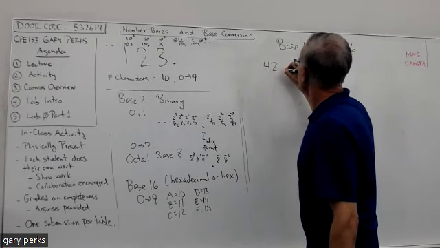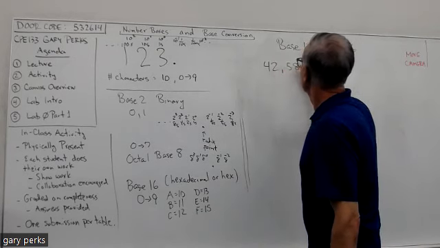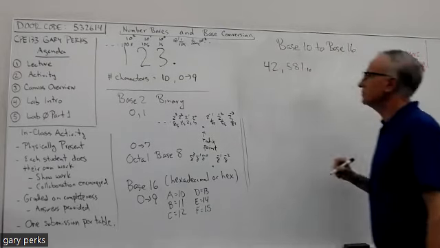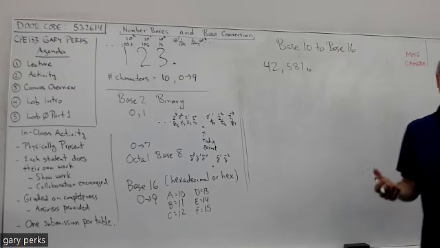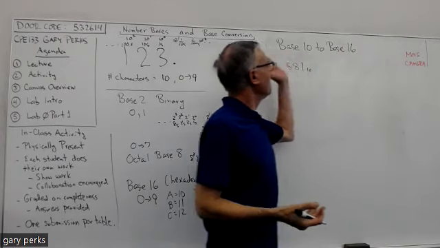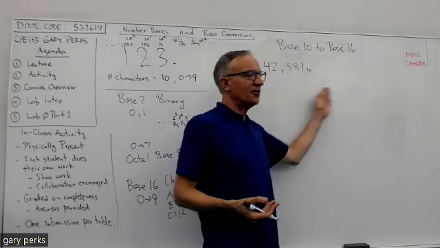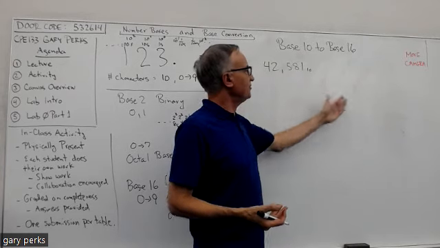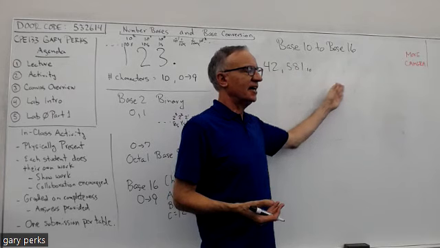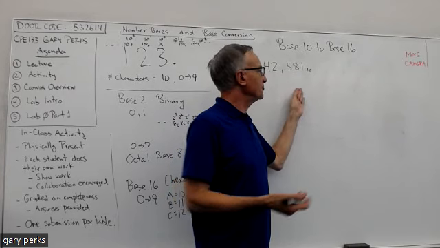42,581. Yep. Okay, so we want to take that number in base 10 and convert it to hexadecimal. So just like when we were going from base 10 to base 2, I wrote out what the bit values would be. Well, now we just write out what the hexadecimal values would be.